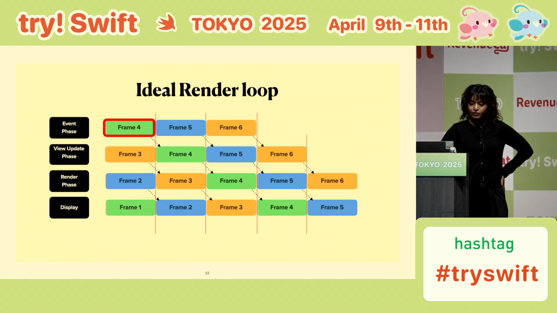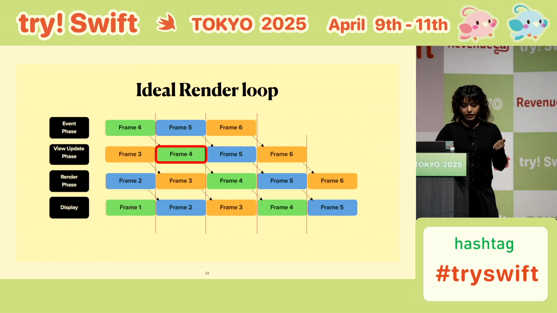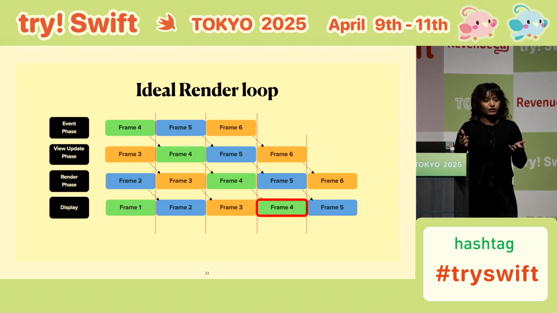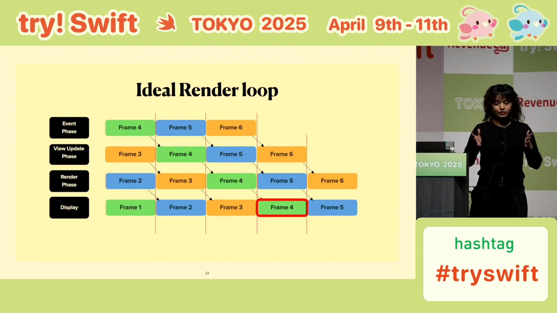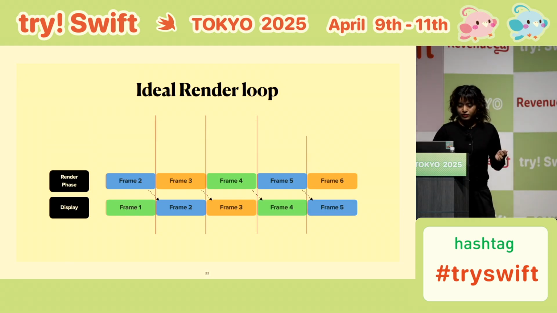So once some event occurs, it's going to be in the event phase. It's going to move on to the view update phase, and the state changes are going to be applied, and a new view hierarchy is going to be created. Those changes are then drawn in the render phase, and finally displayed on the device. So yeah, in this representation, you can see multiple frames in action, and that's how it's helpful to imagine your view. If you have some issues in animation, this is where you're going to go and find out where the lags are, right?